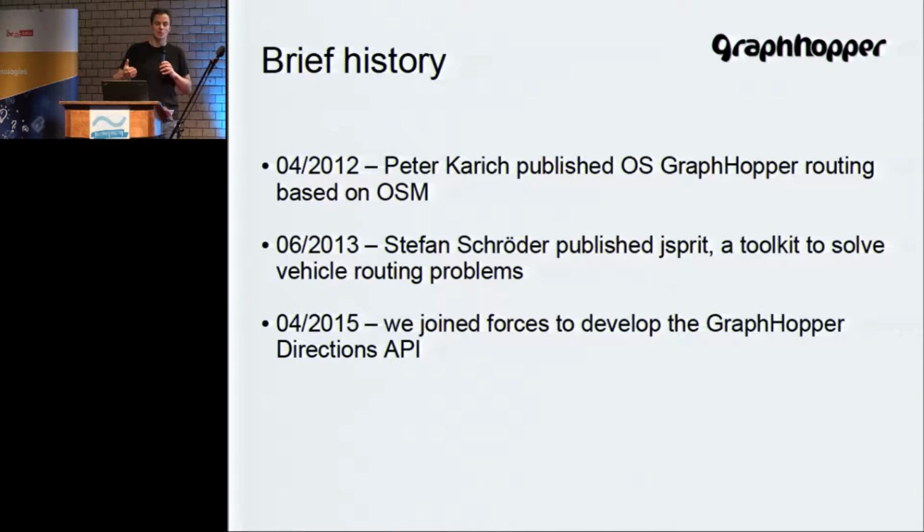And it all started when Peter Karich published an open source project called GraphHopper in April 2012. And it is basically a point-to-point routing engine based on OpenStreetMap. And I myself published an open source project called JSprit, and it is a toolkit to solve vehicle routing problems. And in April 2015, we joined forces, and since then, we've been developing our commercial product, the GraphHopper Directions API.